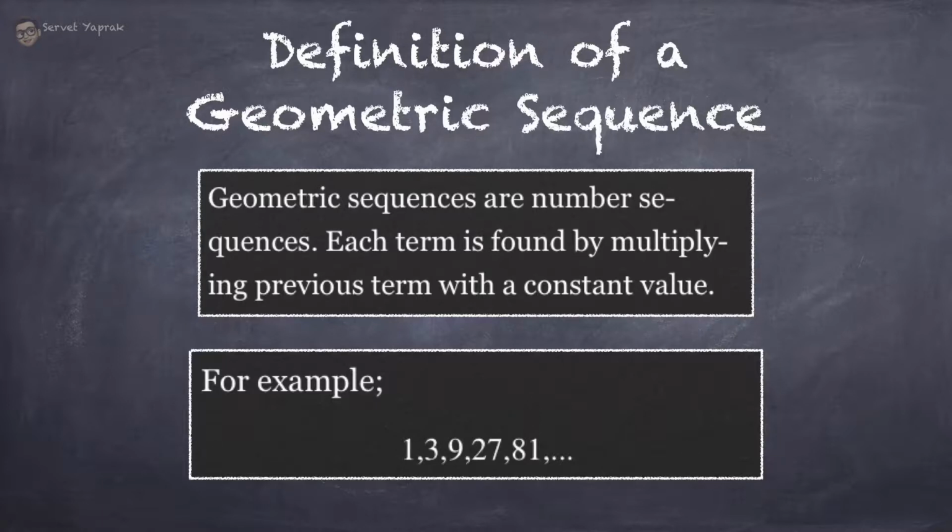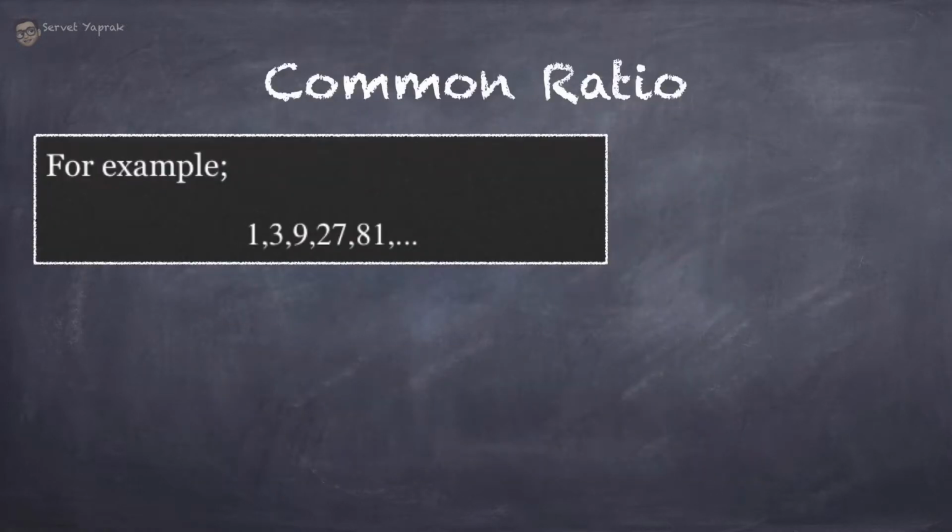As you can see in this example, our first term is 1 and the second term is expressed by multiplying the first term by 3. And the third term, again, we multiply the second term by 3, times 3, and then times 3, 27, times 3 is 81. So this is a geometric sequence. This constant value is called the common ratio, and it is represented by r.